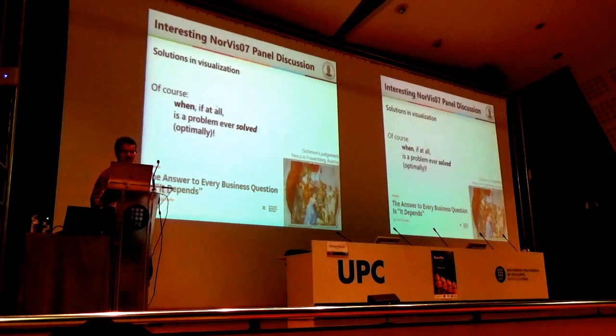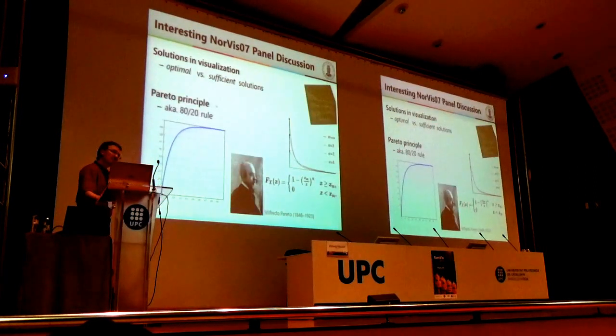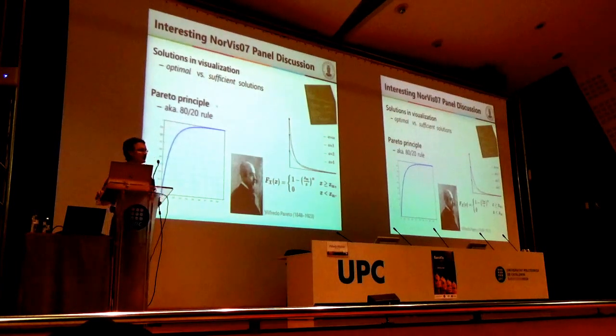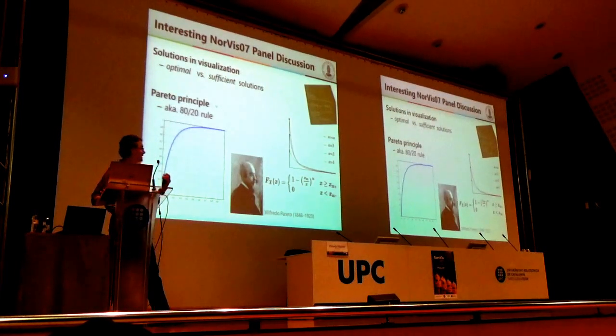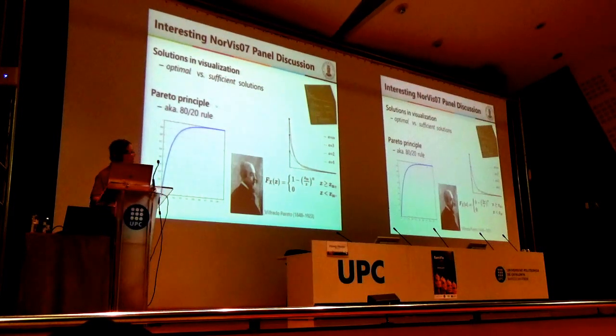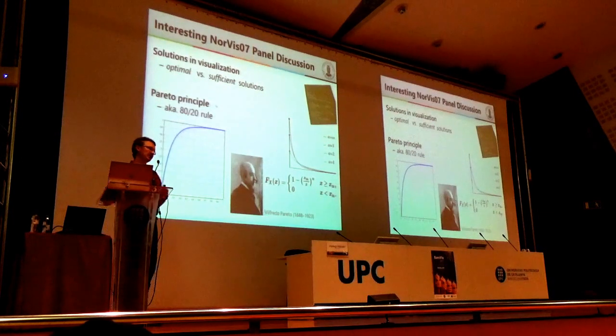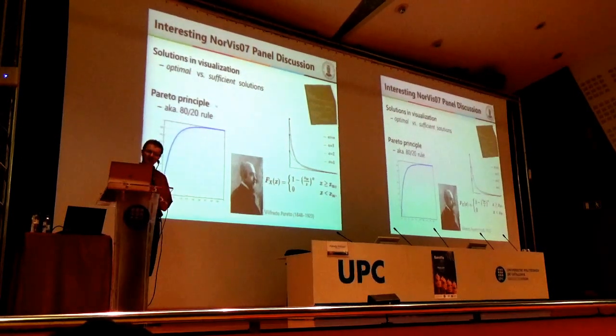But in fact, we can look a little more at this question of when is something solved, and for me an interesting consideration here is the Pareto principle, as it is often referred to. It goes back to Wilfredo Pareto, who was living in the 19th and 20th century, and he made the observation that back then, about 80% of the land in Italy was owned by about 20% of the people.